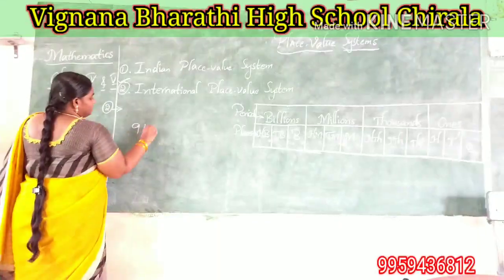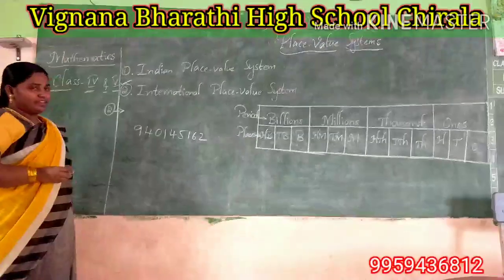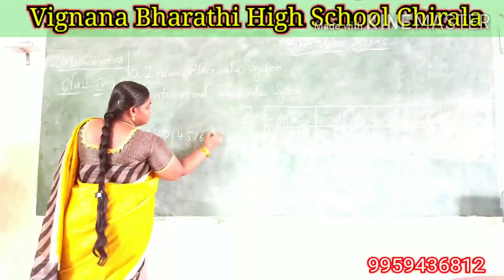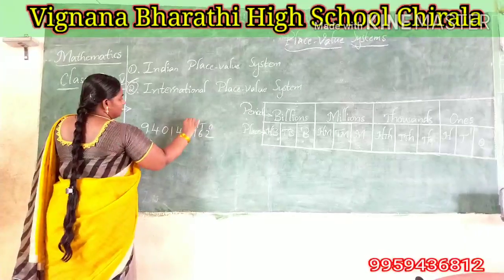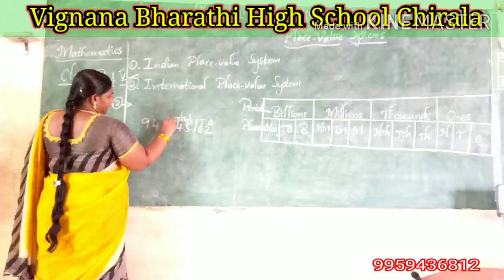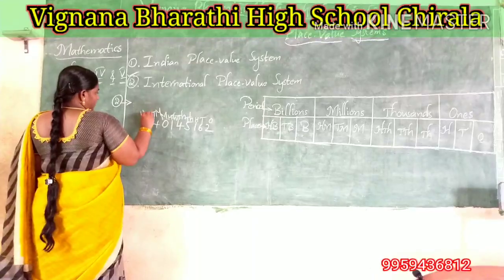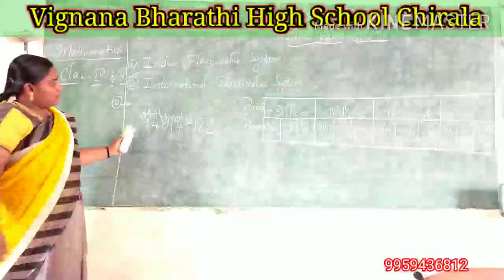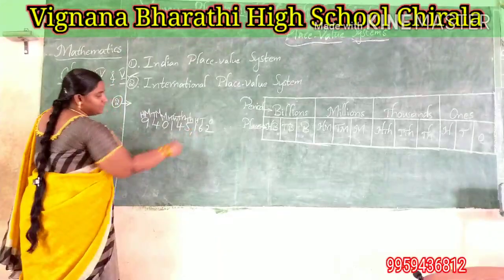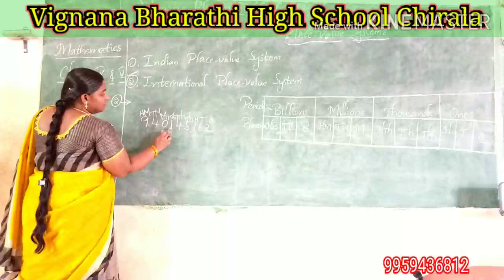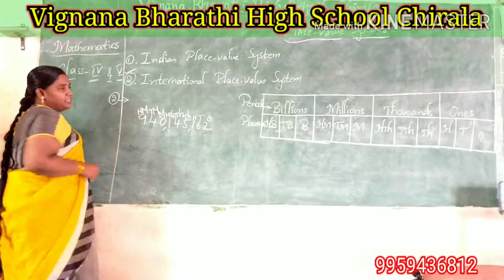For that, take one example. What is the first process? First, we should assign places for the digits of the given number: ones, tens, hundreds, 1,000, 10,000, 100,000, million, 10 million, 100 million. We should separate each and every period by using a comma. Ones, tens, hundreds come under ones period. 1,000, 10,000, 100,000 come under thousands period. Million, 10 million, 100 million come under millions period.